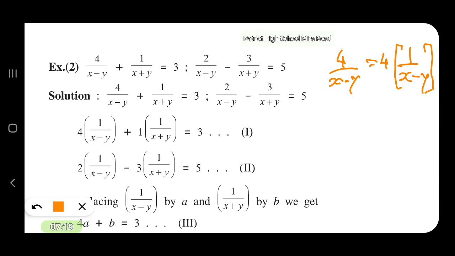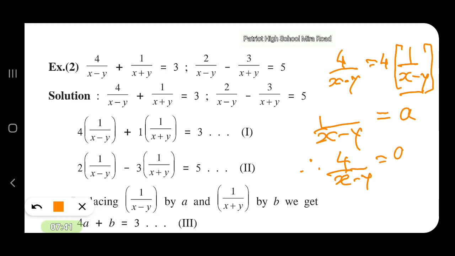Similarly, for this, we will take 1 upon x minus y as a. Therefore, 4 upon x minus y will be 4 multiplied by a, that is 4a. So here we have 4a.